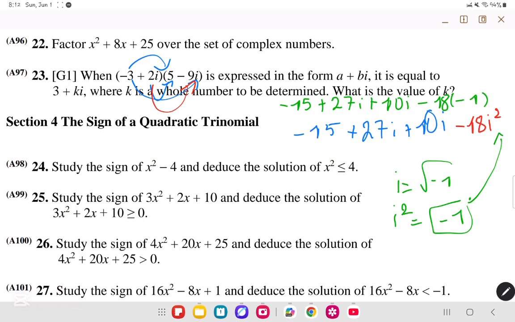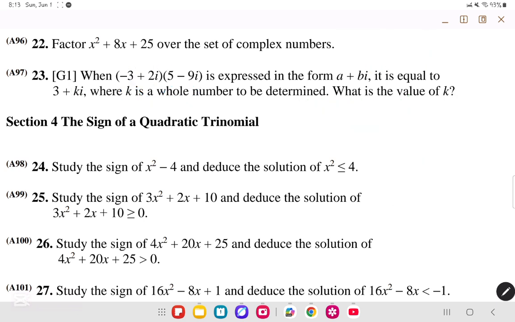So then, after solving a bit further, it's going to be what? It's going to be minus 15 plus 37i plus 18. And then after solving a bit more, it's going to be what? It's going to be 3 plus 37i. So what is the value of k? Because it's 3 plus ki, that means the value of k is what? The value of k is 37. Now that is it for 3.3.